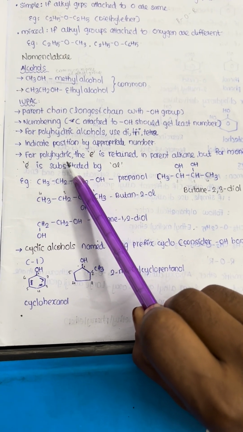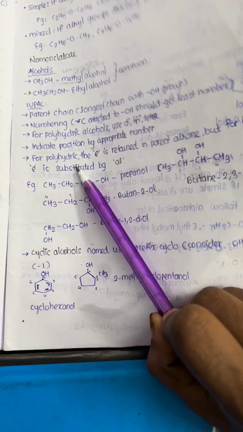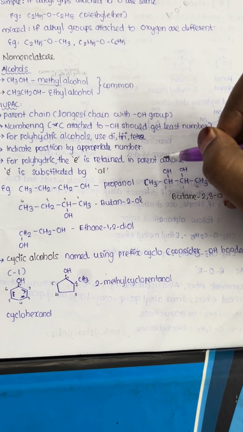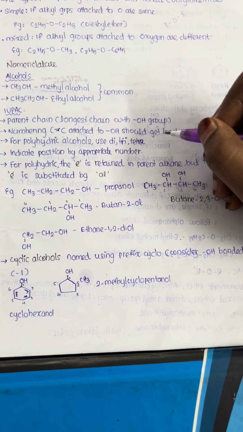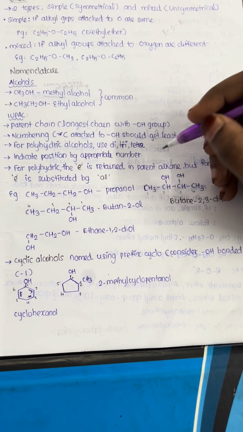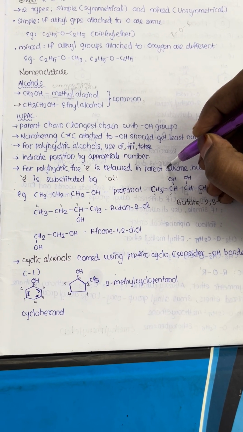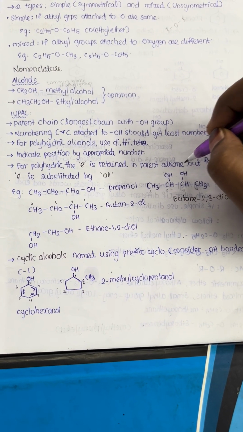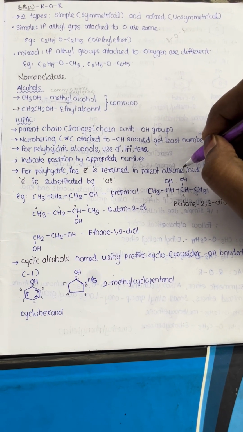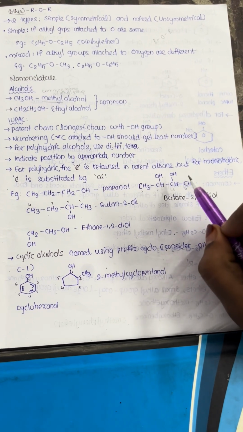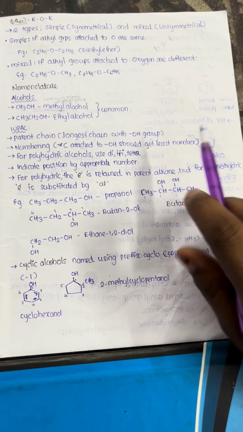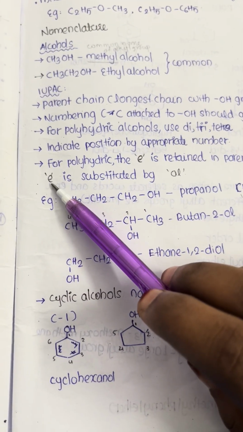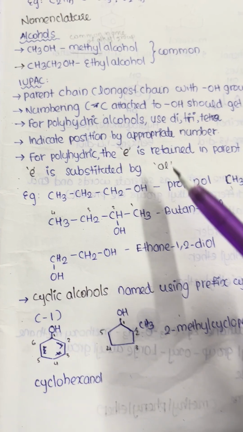And not only for polyhydric, for all alcohols having more than one OH group, we have the parent alkane. It may be methane or ethane. For such alcohols having more than one OH group, while writing the name of the parent alkane, this E should be retained, and then we represent the alcohol with the ol. But for monohydric alcohols, meaning if it has only a single OH group, this E is removed from the name of the parent chain and substituted by ol.